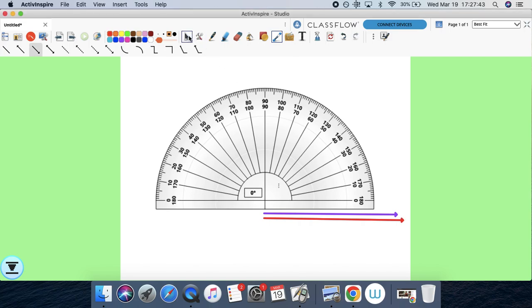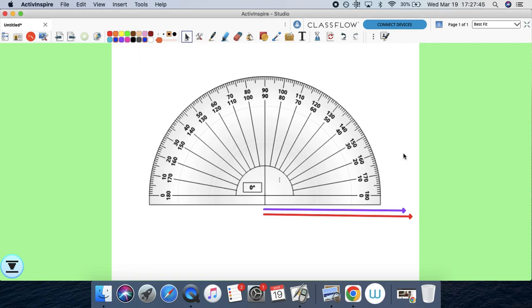Help out a little bit more. First of all, this is a protractor. Here's a tool that you probably haven't used too much, but it's going to help us here. I want you to focus on the inner.